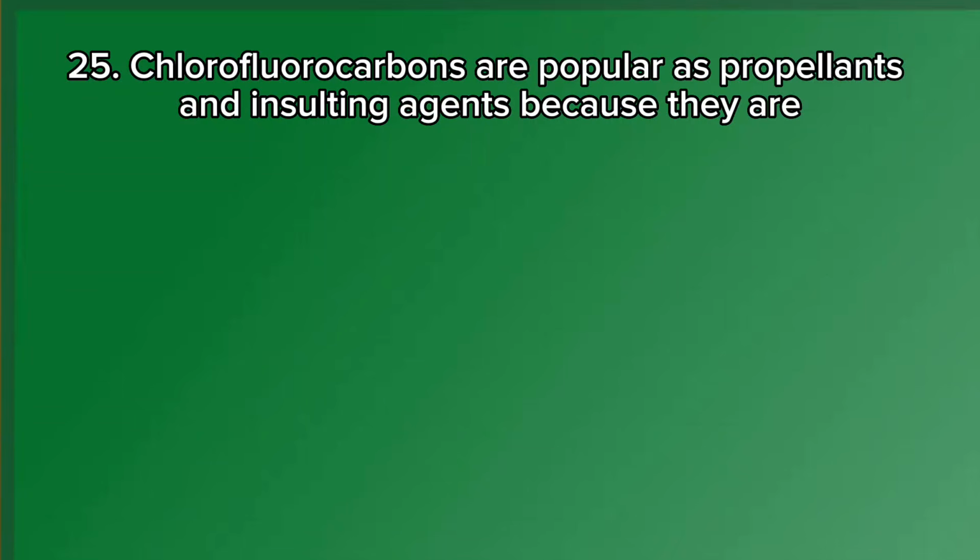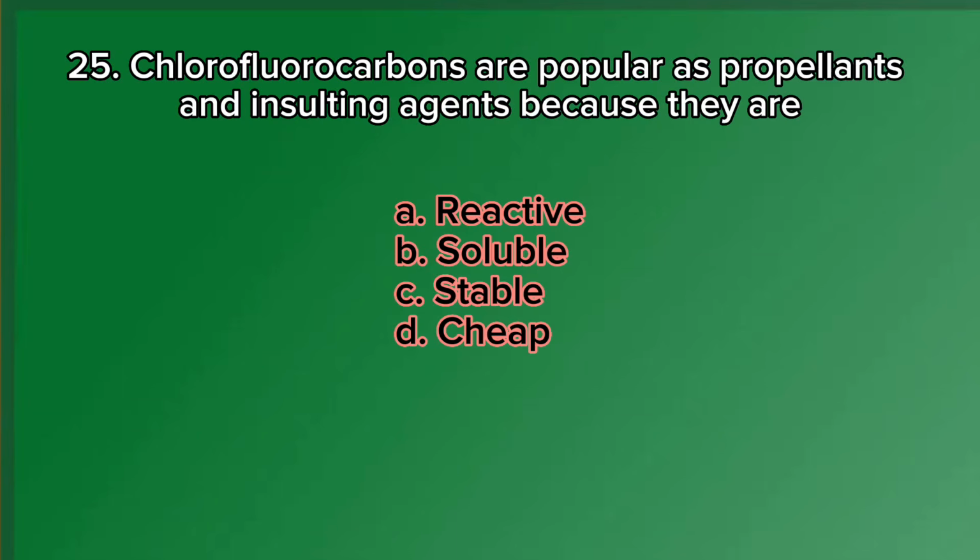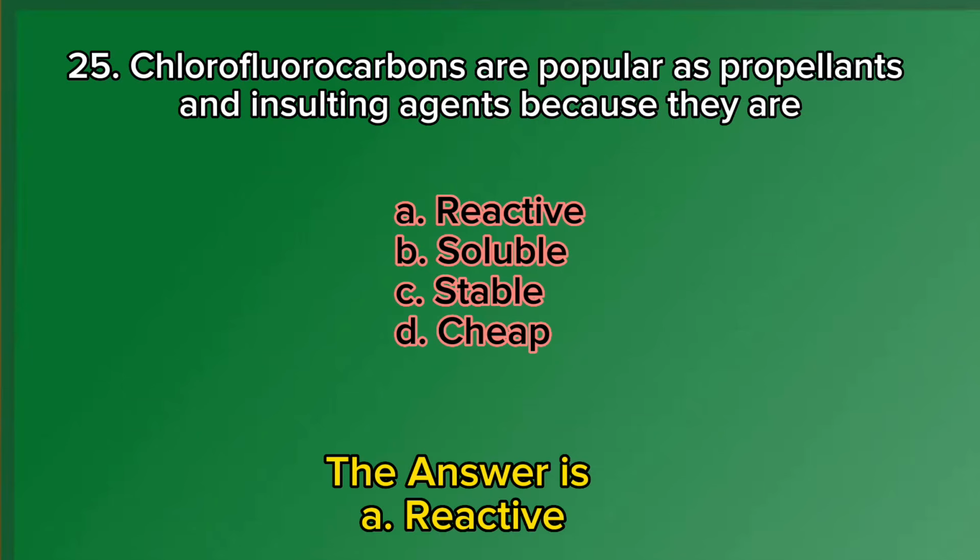25. Chlorofluorocarbons are popular as propellants and insulating agents because they are A. Reactive. B. Soluble. C. Stable. D. Cheap. The answer is A. Reactive.